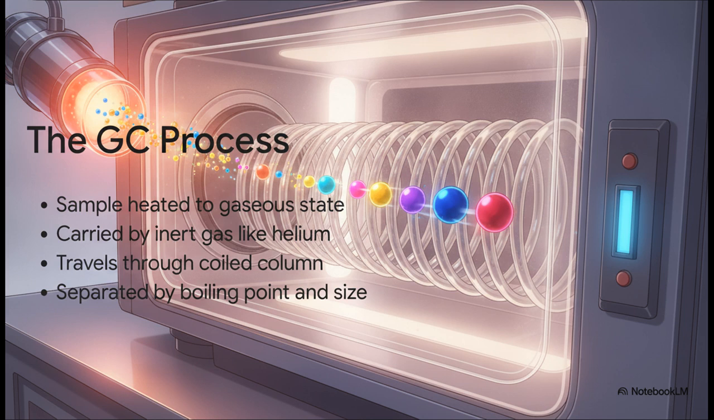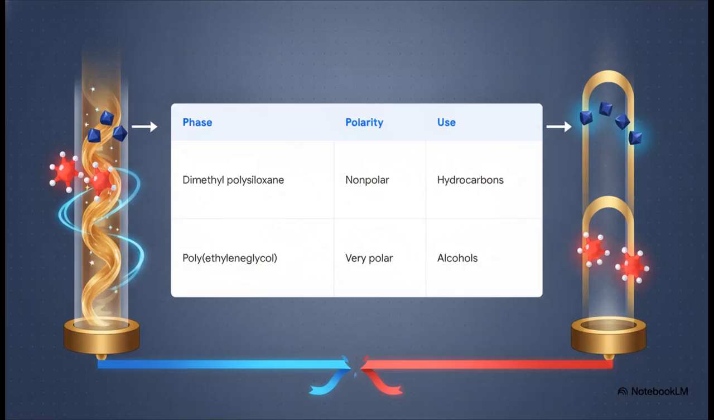Smaller molecules, and those with lower boiling points, race through this column much faster. Because they're highly volatile, they elute, meaning they exit the column, at earlier retention times than the heavier, less volatile compounds. But it's actually not just about boiling points. It is also about chemical interactions. Column selection totally dictates the race.